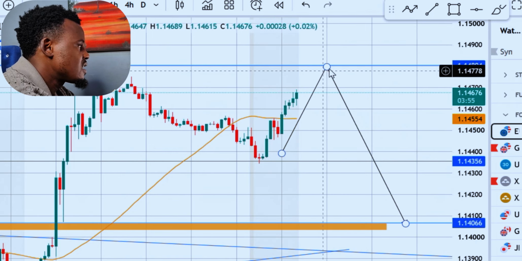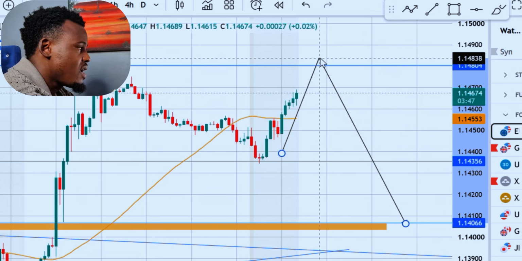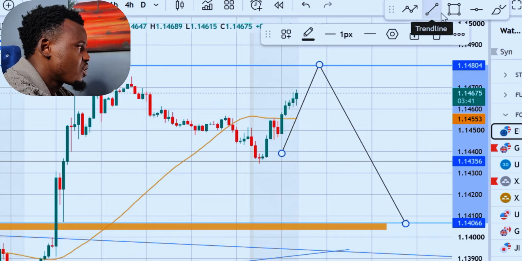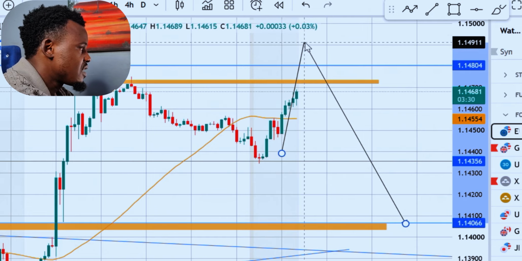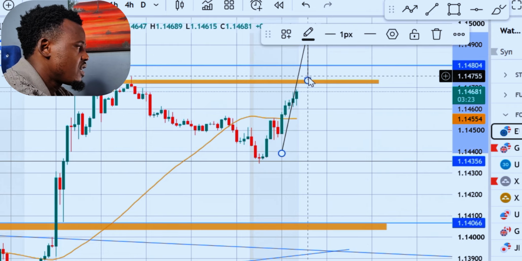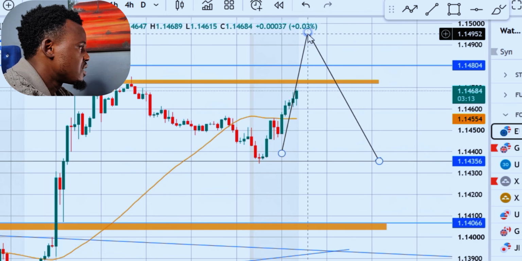If it gets past this level, we'll continue buying, but we will not buy immediately. We'll also wait for a retest around this level before we continue buying. In case it breaks here, we will definitely wait for it to retest this level before we continue buying, right? Or if it gets all the way here, the market will keep pushing down.